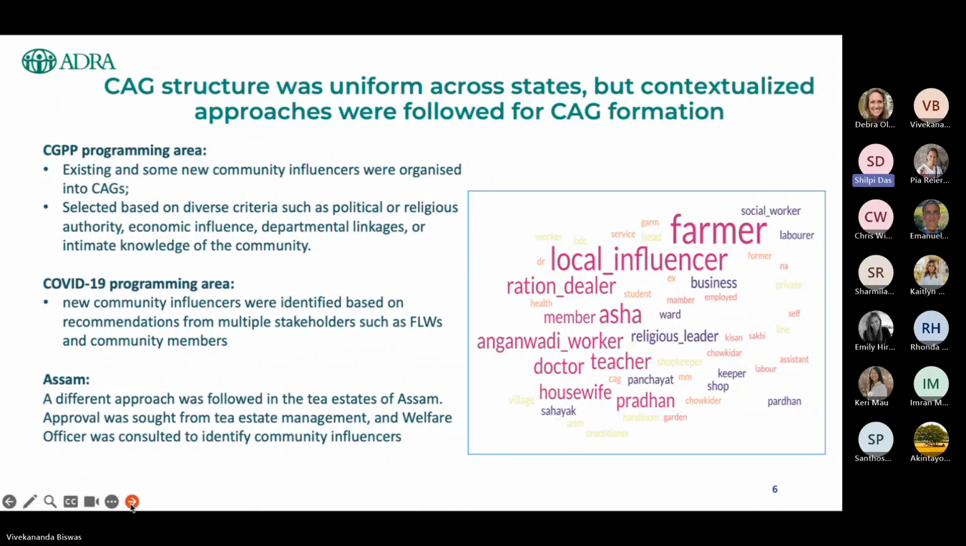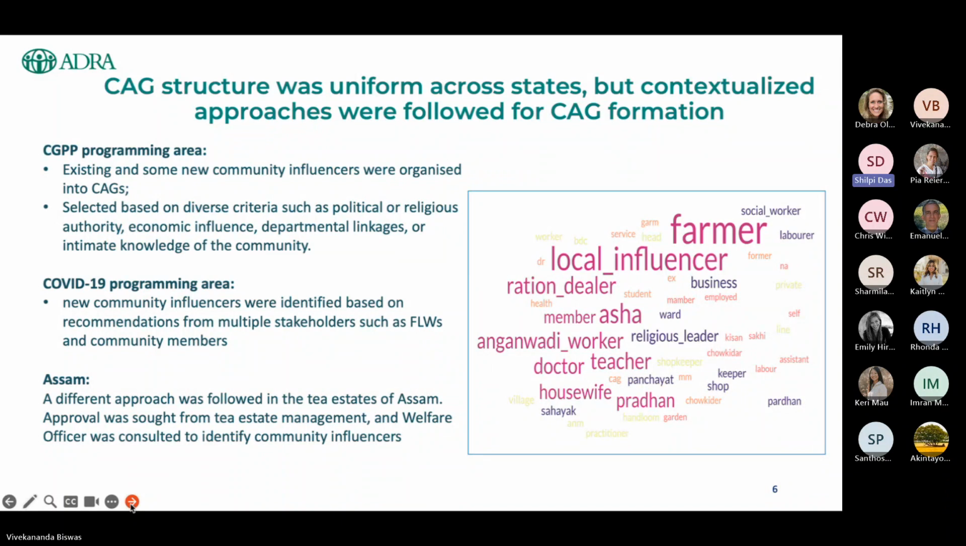The CAG usually were a small group of 7 to 8 members to prevent group dynamics issues. And the study also reveals that the CAG members were from diverse backgrounds, such as a farmer, ration dealer, ASHA worker, local doctor. So you can see all the names in this particular box, the pradhan, the laborers. So it could be anyone. It's not that there was only the political person or an influential person, but anyone who had the commitment to work for the community was part of the CAG.